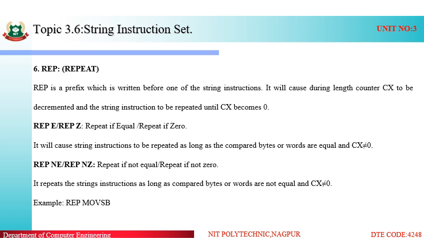Repeat equals or repeat zero. REPE means repeat equals, REPZ means repeat if zero. It will cause the string instruction to be repeated as long as the strings are equal or the counter is not equal to 0. Similarly, repeat not equals and repeat not zero instructions.